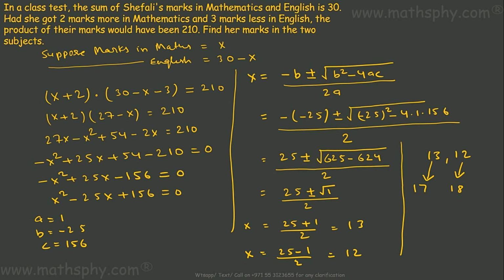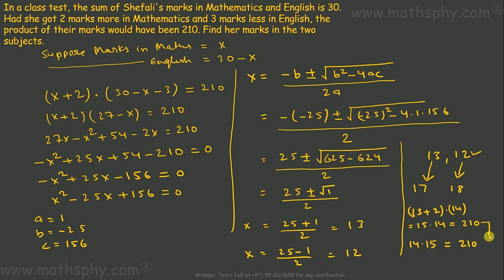Let's cross check this. If she got 2 marks more in mathematics, means 13 plus 2, into 3 marks less in English, 17 minus 3 means 14. 15 into 14 gives you 210. If maths has 12 and she gets 2 marks more, means 12 plus 2, 14, into 3 marks less, means 15. So this would be 15 into 14, 210.